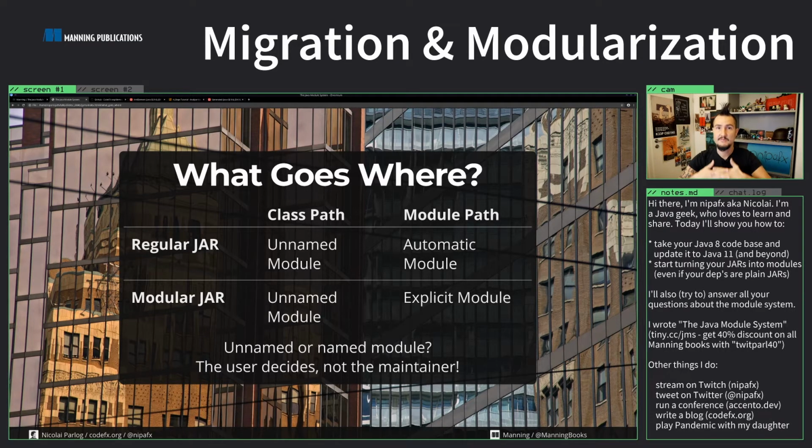The class path is for the unnamed module. Whatever you put on the class path ends up in the same unnamed module. The module path is for individual modules. Whatever you put on the module path ends up being a proper individual module. If it has a module descriptor and describes its properties, great. If it's a plain jar and doesn't describe its properties, the module system will create them for it. Okay? Class path for a single unnamed module, module path for individual, properly named modules that can be referenced.